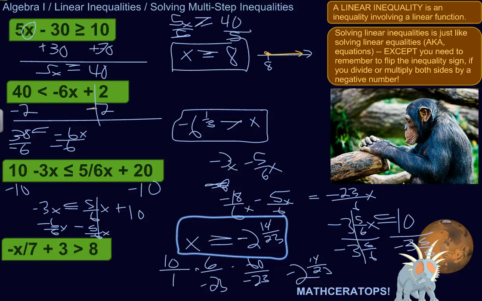All right, and why don't you try this one? Negative x over 7 plus 3 is greater than 8. All right, good luck.